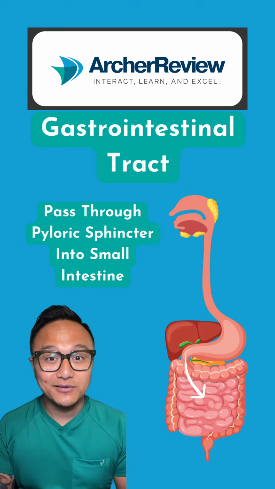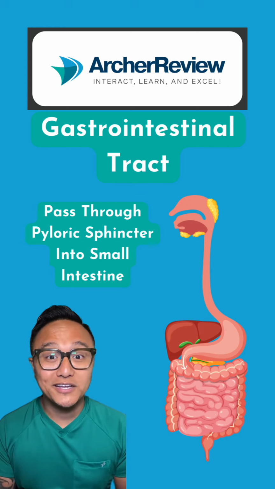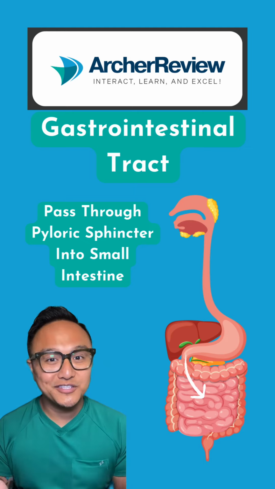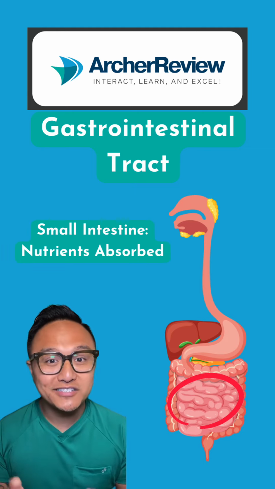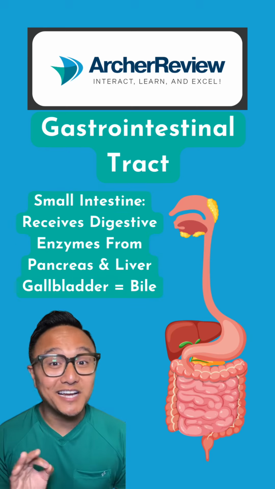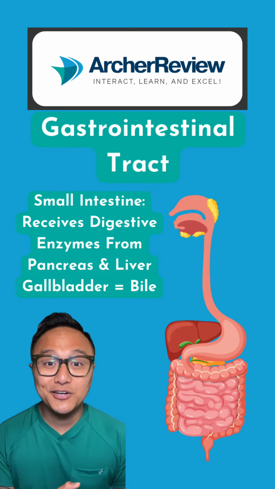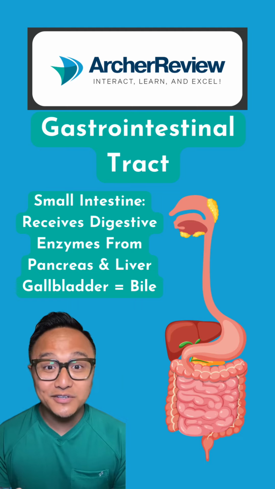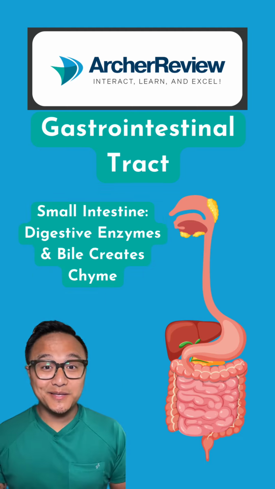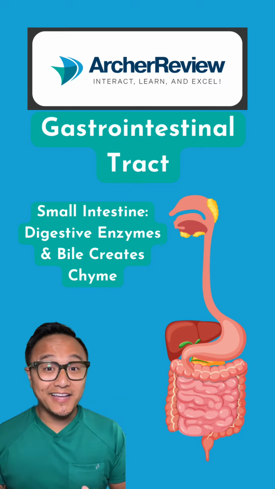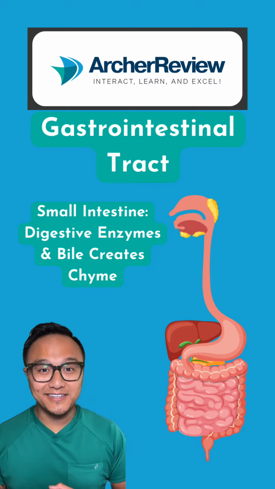Once it's broken down, it passes through the pyloric sphincter and into the small intestine. In the small intestine is where all the nutrients are absorbed. It receives digestive enzymes from the pancreas and liver. It also receives bile from the gallbladder. With the digestive enzymes and the bile, it creates what we call chyme. That is what's absorbed in the small intestine.